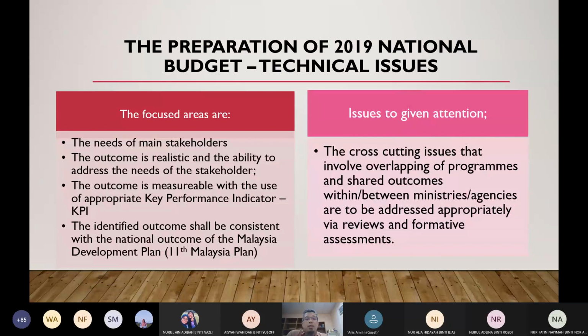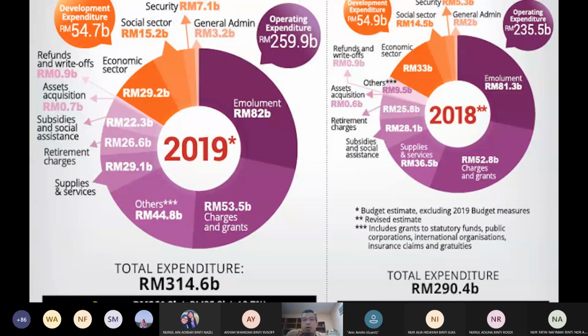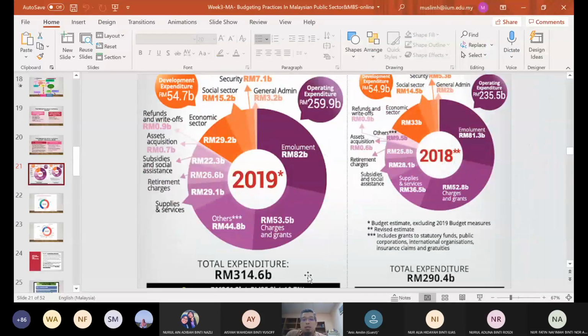I think we discussed this as well on the technical side, where there is a need to develop performance measures and others. So before we move on, any questions? Any question? Either in chat or you can ask. Okay, so no question. Let me proceed.